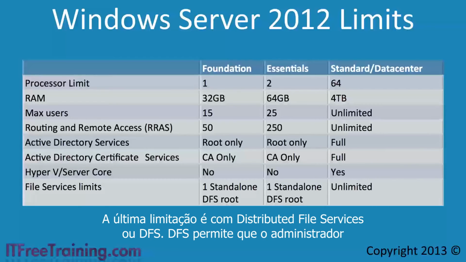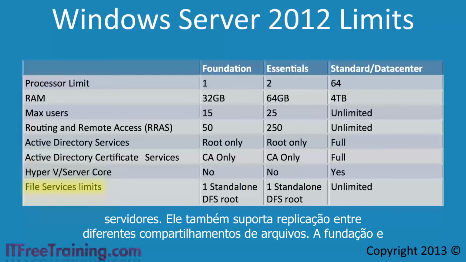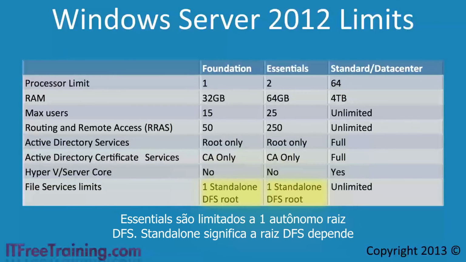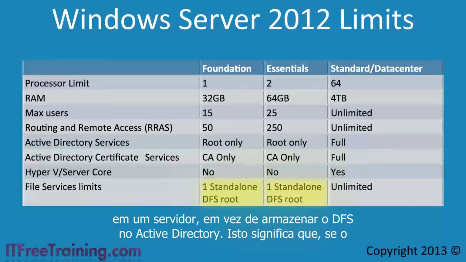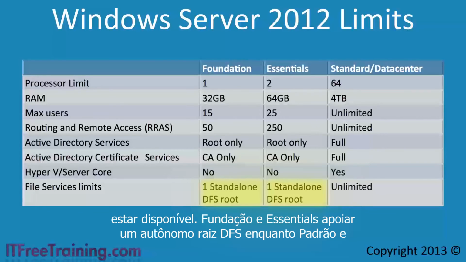The last limitation is with Distributed File Services, or DFS. DFS allows the administrator to create a single file structure containing many different file shares on many different servers. It also supports replication between different file shares. The Foundation and Essentials are limited to one standalone DFS root. Standalone means the DFS root relies on one server rather than storing the DFS in Active Directory. This means that if the server that is holding this DFS root were to fail, all shares in that DFS would not be available.